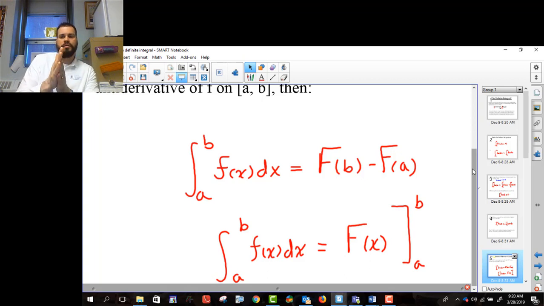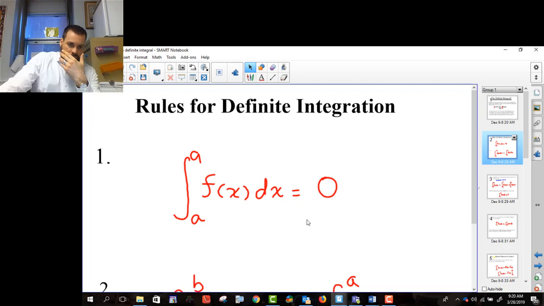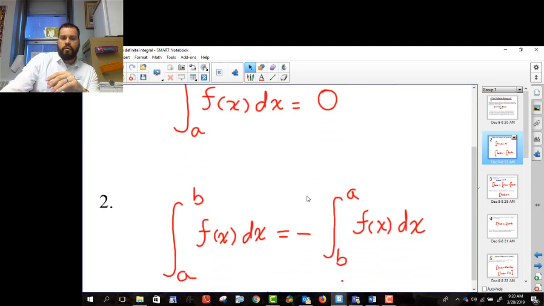Okay, and just before we jump into some examples, I want you to understand a couple of things that are true of this. Because this is the way that the fundamental theorem of calculus works, there are some rules for definite integration. One is that if you're going from a to a, the area underneath a specific spot is always 0. It's infinitely small. If you're going from a to b, then that integral is going to be negative the integral from b to a.